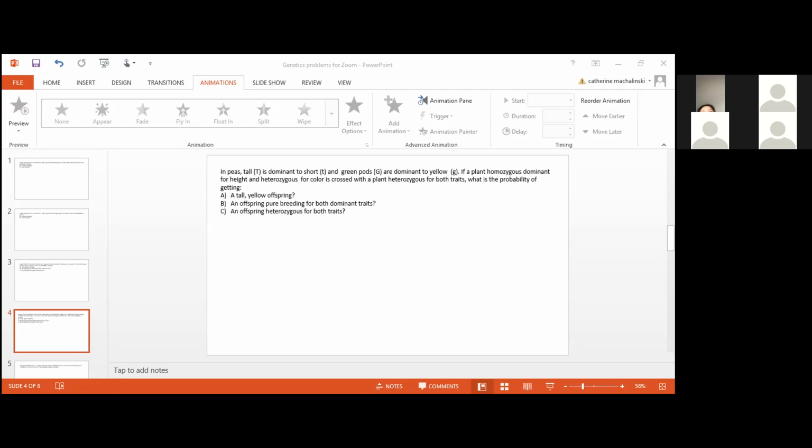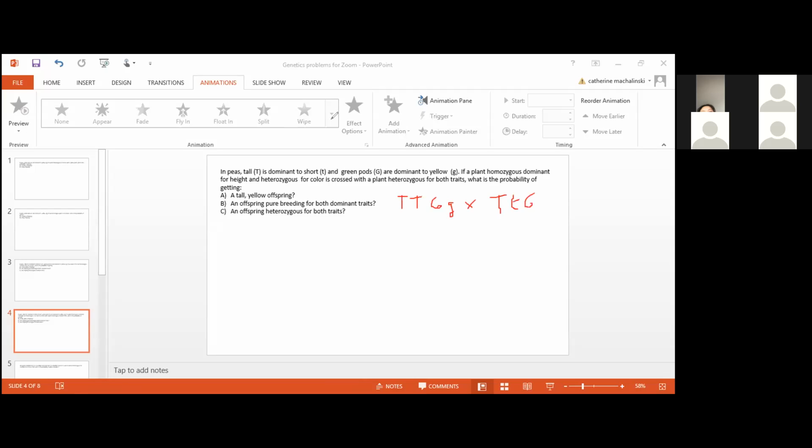So I'm only seeing 3 answers so far, and I'm liking what I'm seeing. So the plant that is homozygous dominant for height is big T, big T. I'll go back to annotate here. So that first plant is big T, and it's heterozygous for color, so it's big G, little g. And the second plant is heterozygous for both.